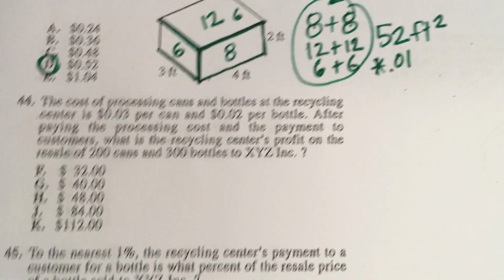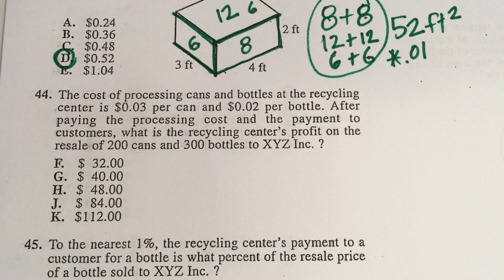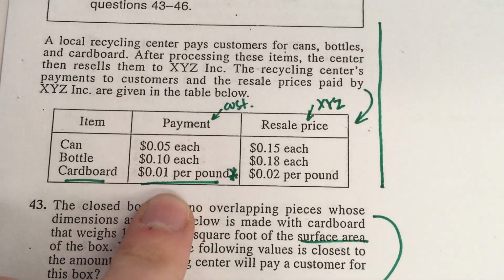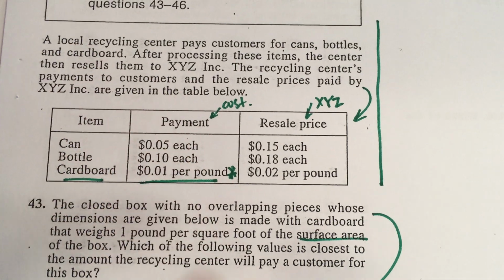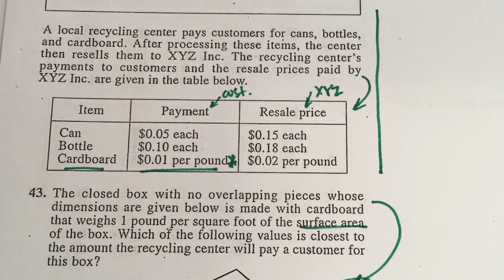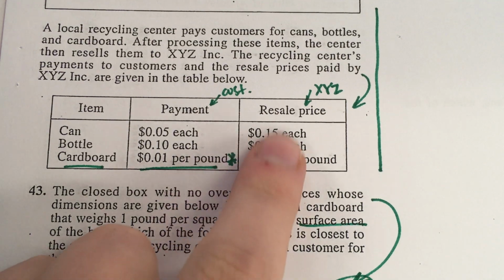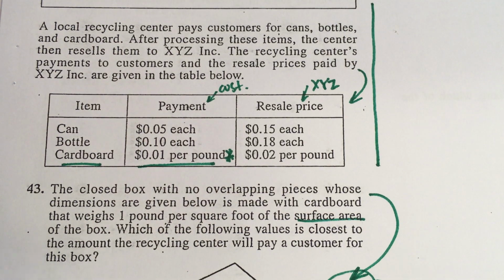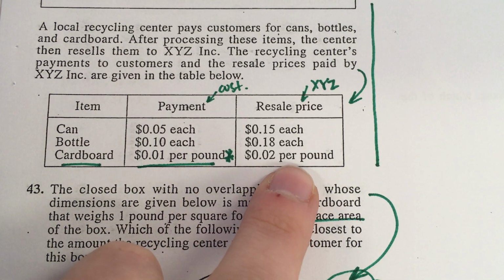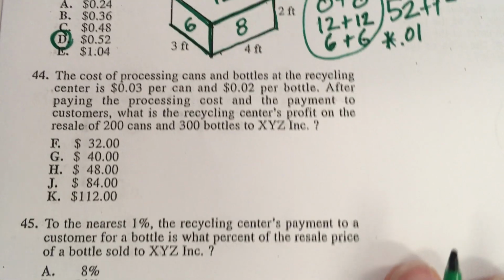All right, 44. The cost of processing cans and bottles at the recycling center is 3 cents per can and 2 cents per bottle. So basically, the recycling company pays the person this much for it, and then they have to spend some money to process it, and then they resell it for this much. So this is a cost, and however much they have to process for is also a cost, and then this is their resale, that's how much money they make, so then we can find profit.